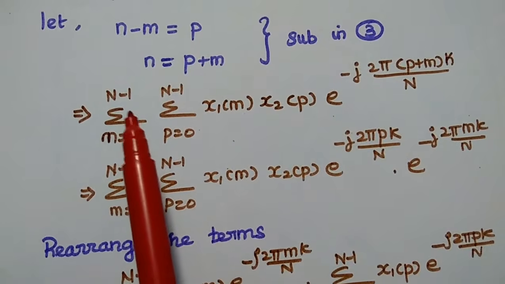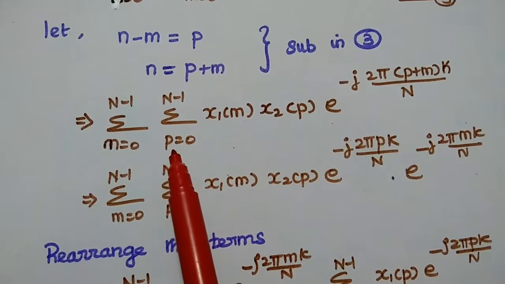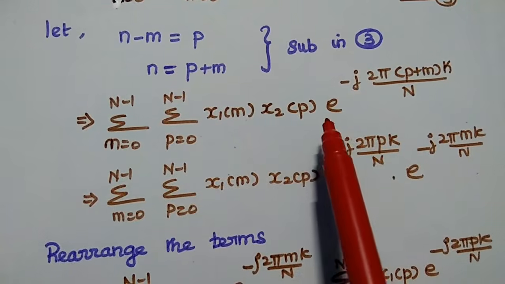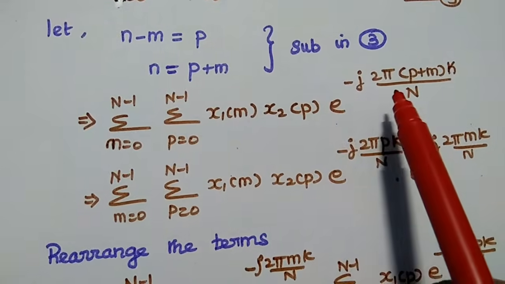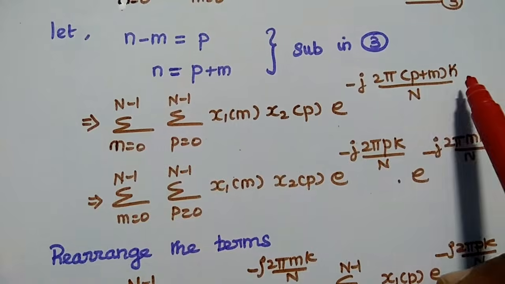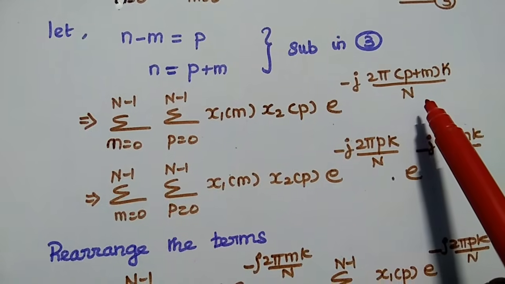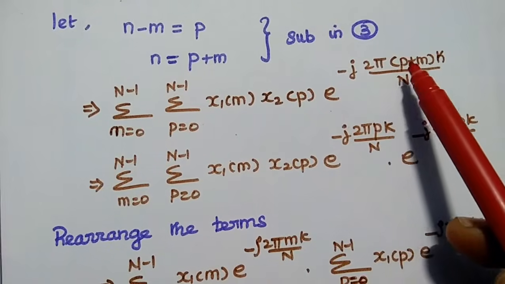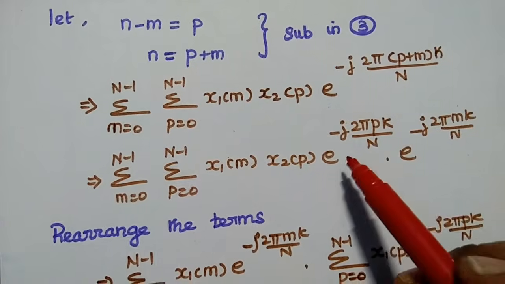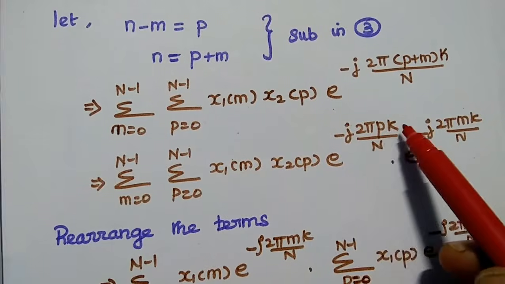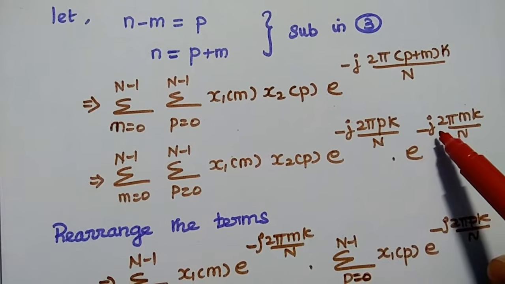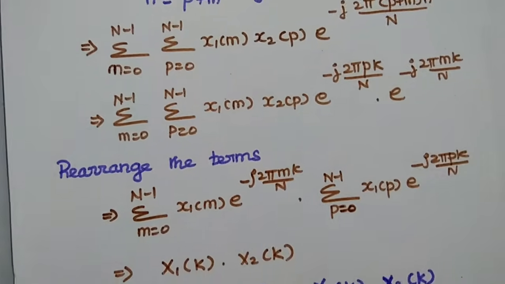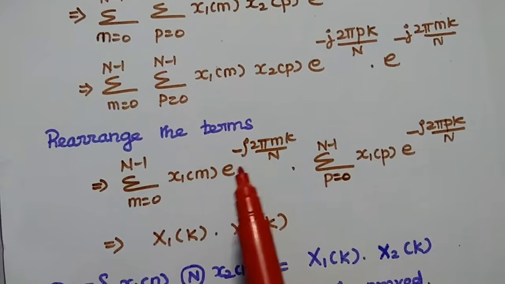Summation m equal to 0 to N minus 1, summation p equal to 0 to N minus 1, x1 of m, x2 of p, e power minus j 2 pi p plus m into k divided by N. Then we can multiply the exponential terms within this bracket. Then we get e power minus j 2 pi pk divided by N into e power minus j 2 pi mk by N. Then we can rearrange the terms, or group the similar terms together.